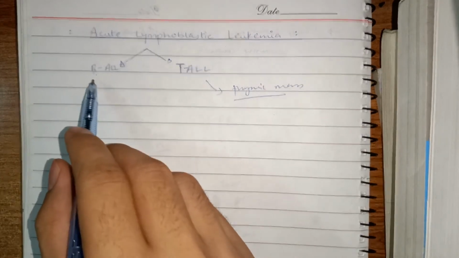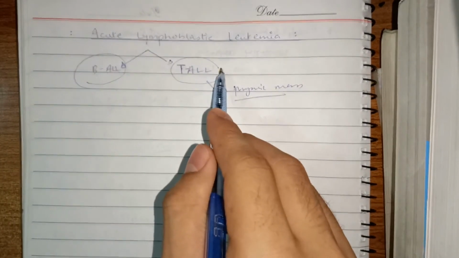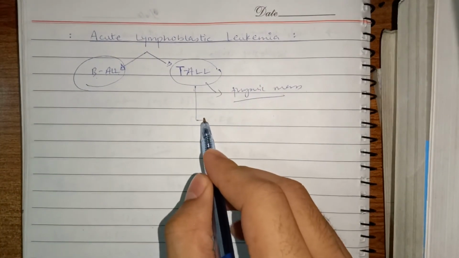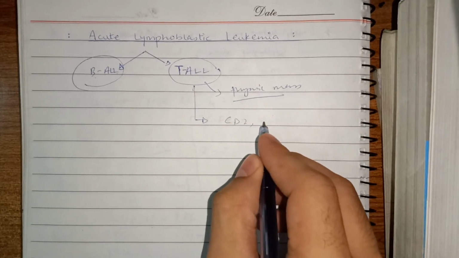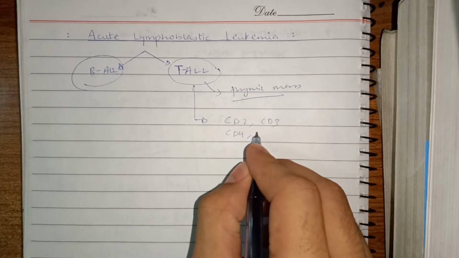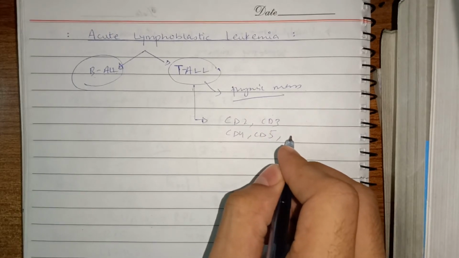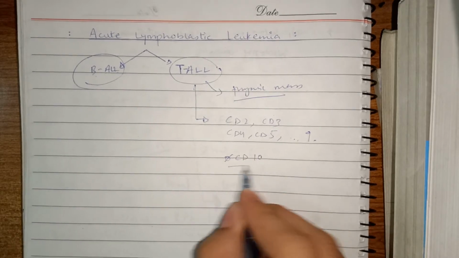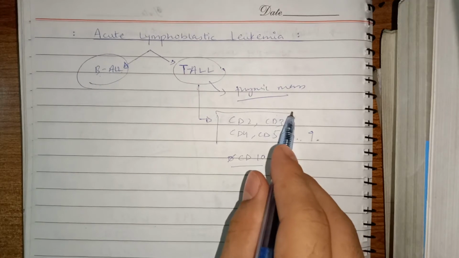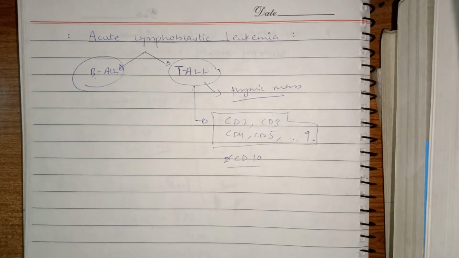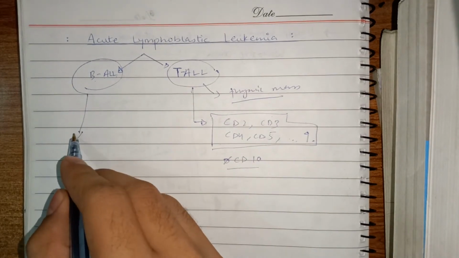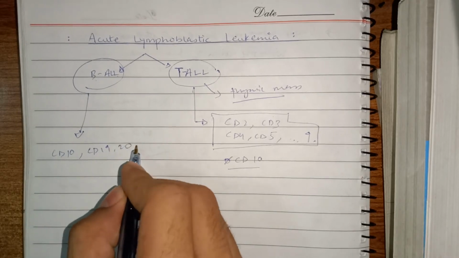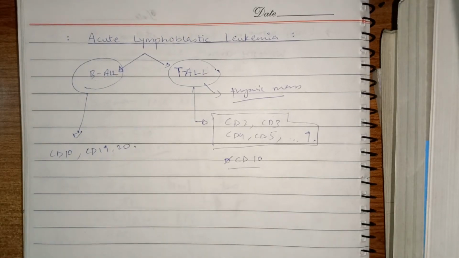Now of course there are certain cell markers by which we know whether it is T-ALL or B-ALL. For T-ALL we have CD2, CD3, CD4, 5 and so on till 9. No CD10 and so on. These surface markers are present on the T-ALL, and the surface markers present on the B-ALL are actually CD10, CD19 and CD20, right? This we have to know.